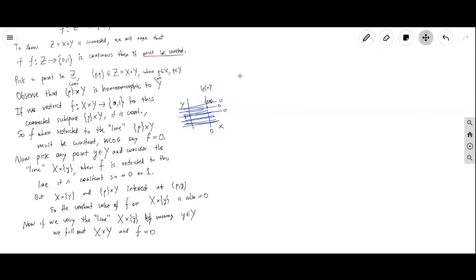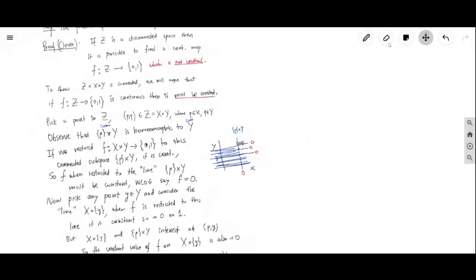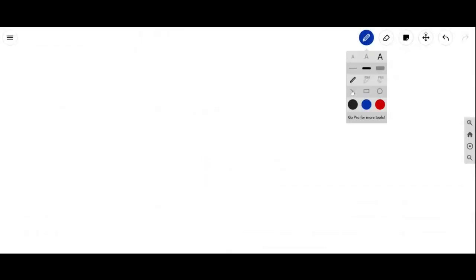Now, the next thing that I want to move to is, so we've said that a product of two Hausdorff spaces is Hausdorff, and we've said that a product of two connected spaces is connected. What about a product of two compact spaces? A product of two compact spaces. So this is the question. So then this is the proposition.